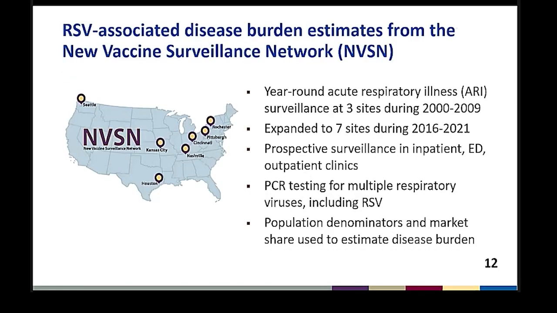Next slide. CDC generates RSV-associated disease burden estimates from the New Vaccine Surveillance Network, or NVSN. NVSN conducted year-round acute respiratory illness surveillance at 3 sites during 2000 to 2009 and expanded to 7 sites during 2016 to 2021. These same 7 sites have continued prospective surveillance in inpatient, ED, and outpatient clinics. Following enrollment, respiratory samples are collected and undergo PCR testing for multiple respiratory viruses, including RSV. Population denominators and market share are used to estimate disease burden, including hospitalization rates per 100,000 population.